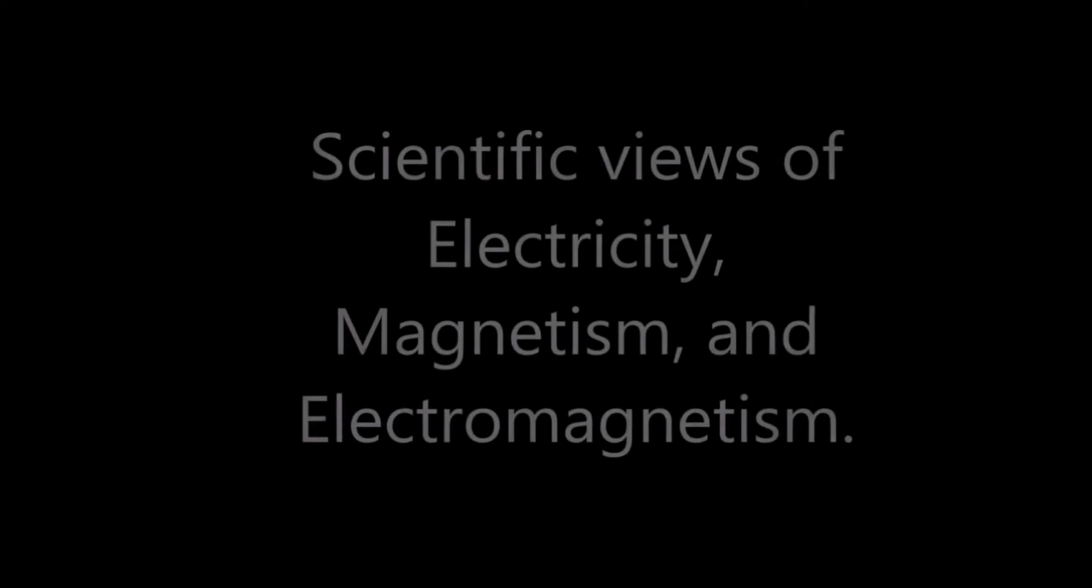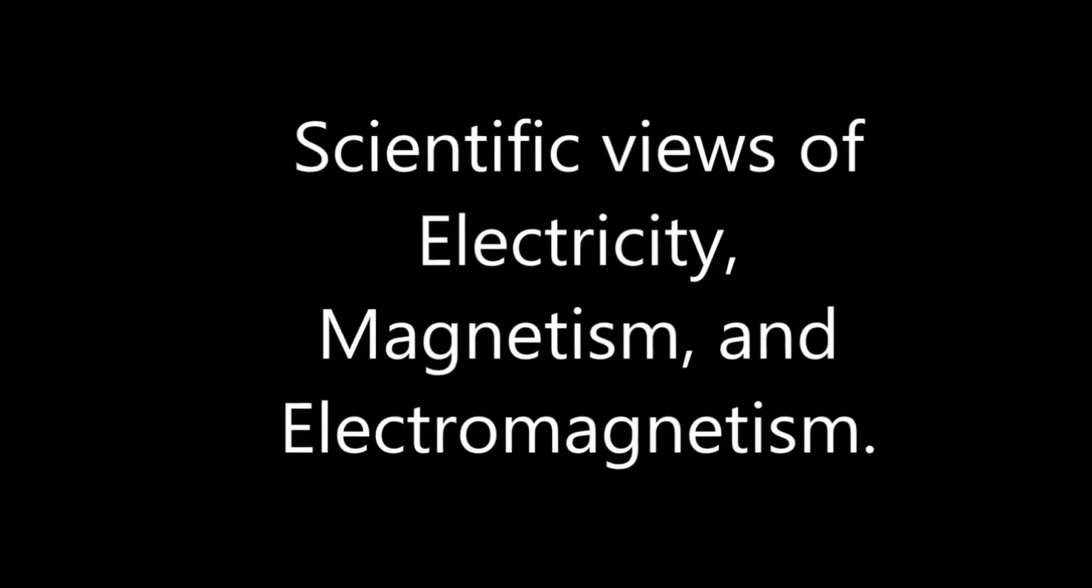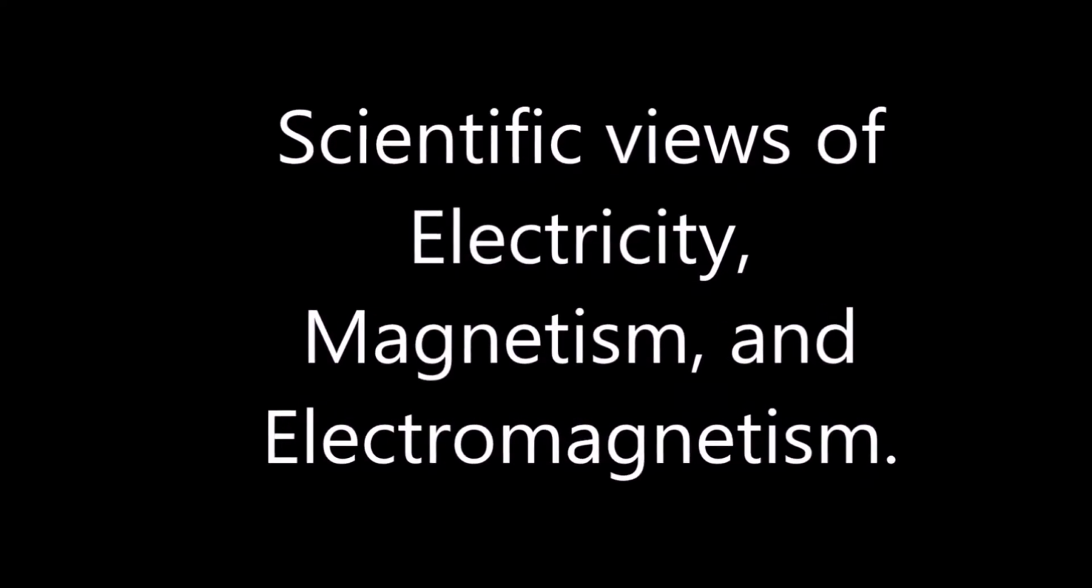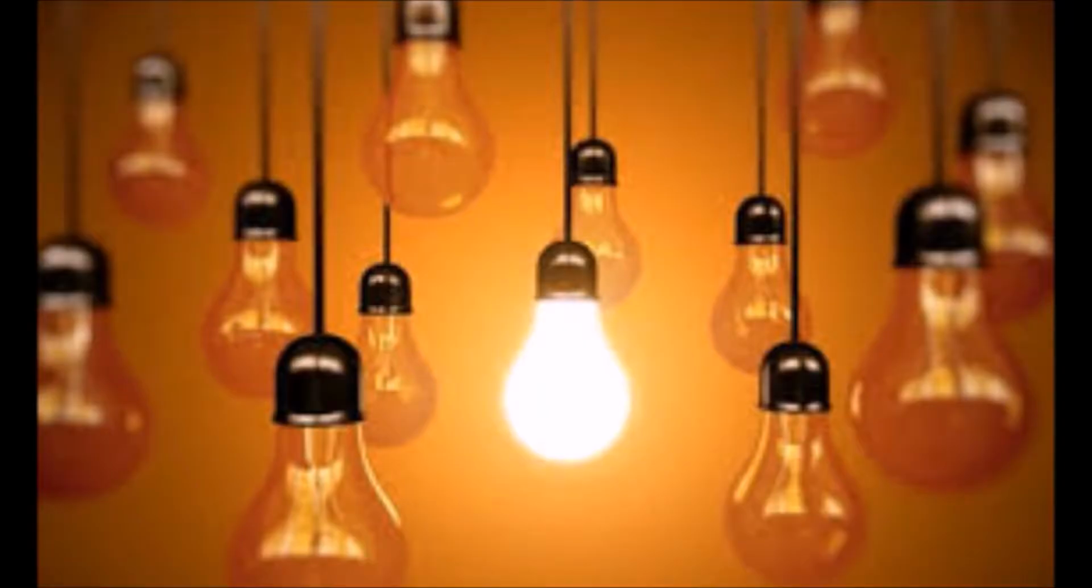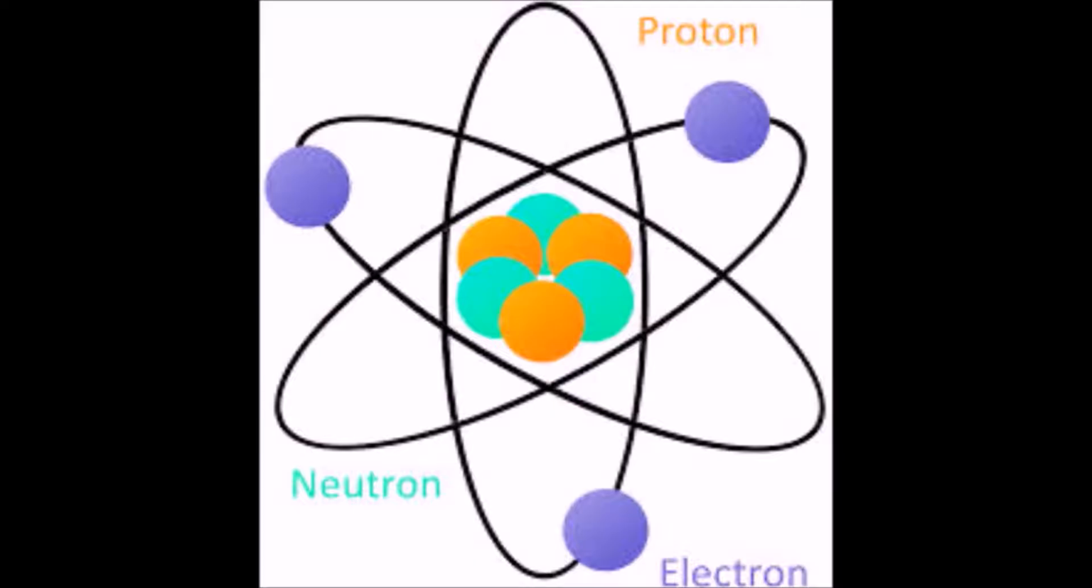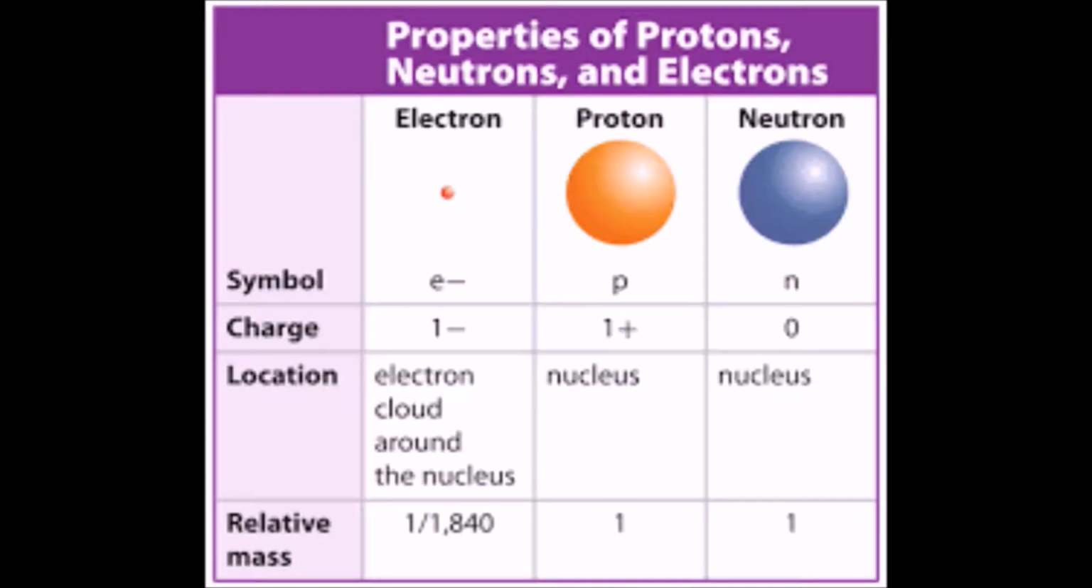This video will teach you the scientific ways of thinking about electricity, magnetism, and electromagnetism. Let's start with electricity. To understand electricity, we first need to understand a little bit about matter. All atoms are made of protons, neutrons, and electrons. Protons have a positive charge, neutrons have no charge, and electrons have a negative charge.